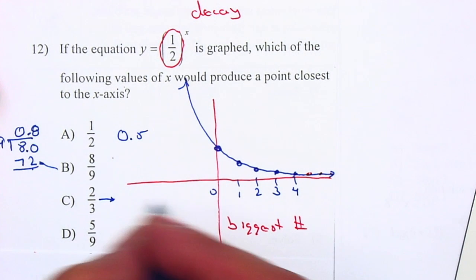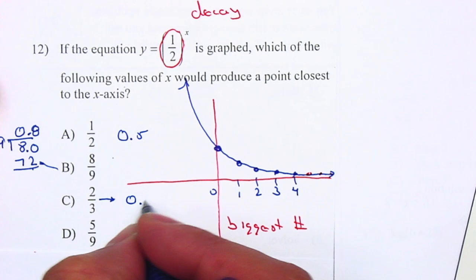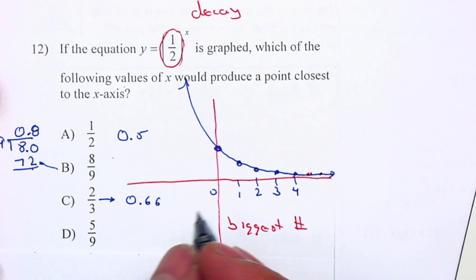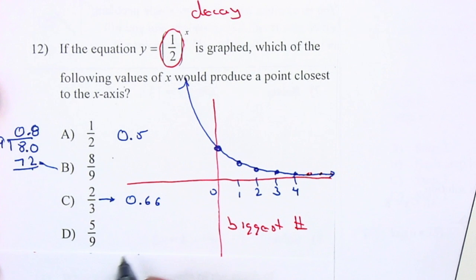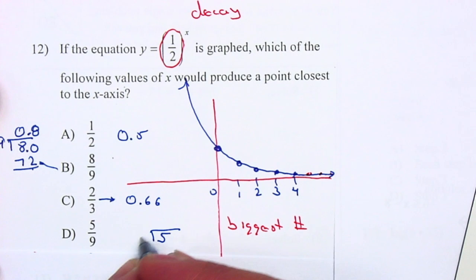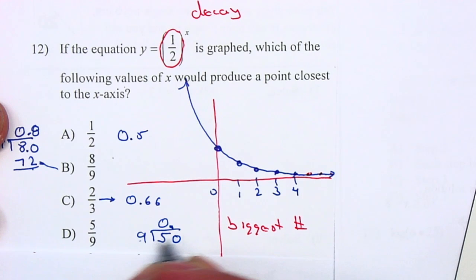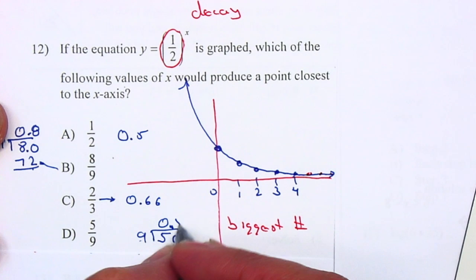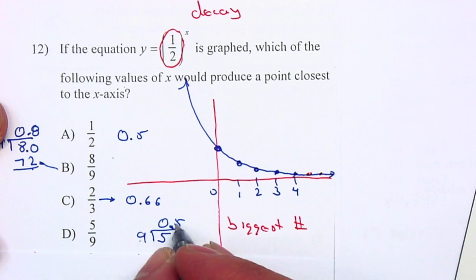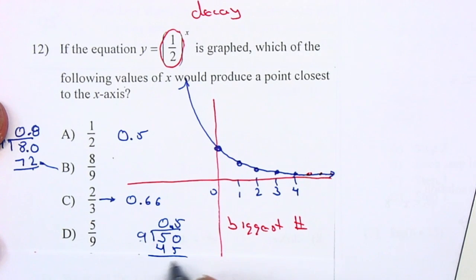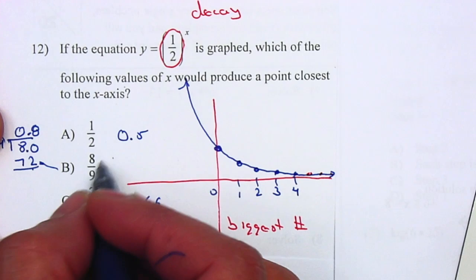2/3, you can do the long division. That's 0.66, you guys know that. 5/9, let's do the long division. 5 divided by 9. 9 goes into 5, 0 times. Add a decimal. 9 goes into 50, 5 times. 9 times 5 is 45. Got 5. So the biggest number is letter B.